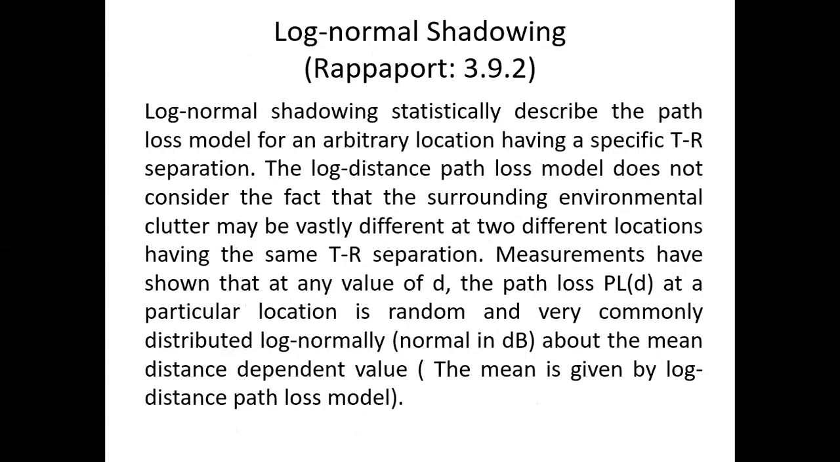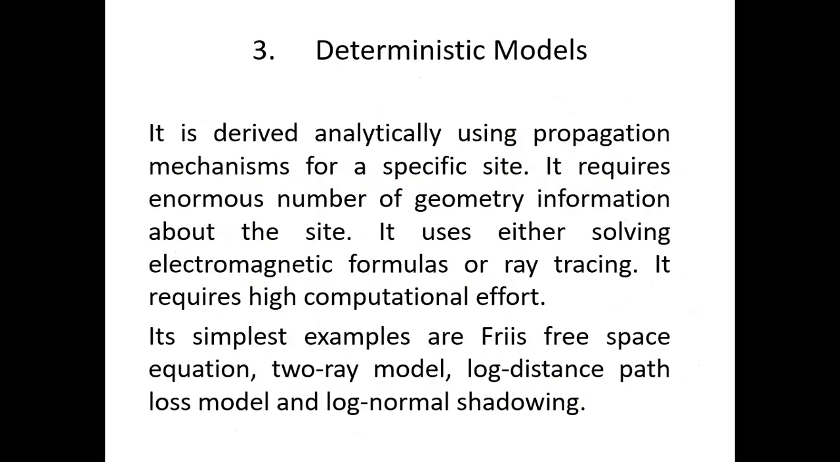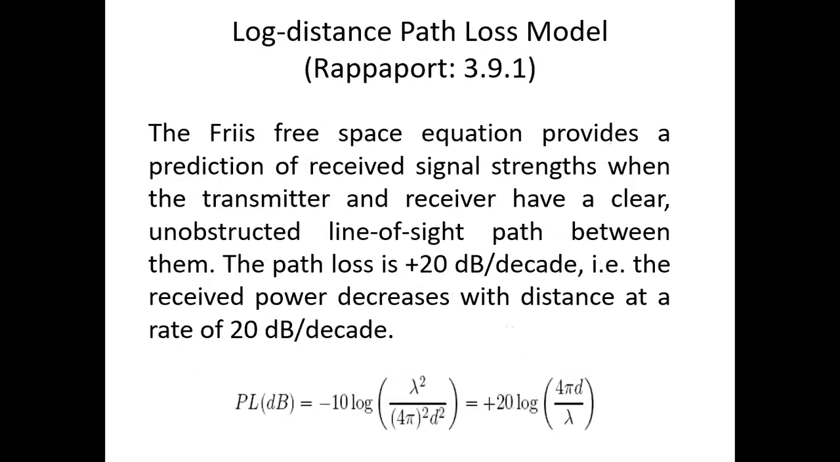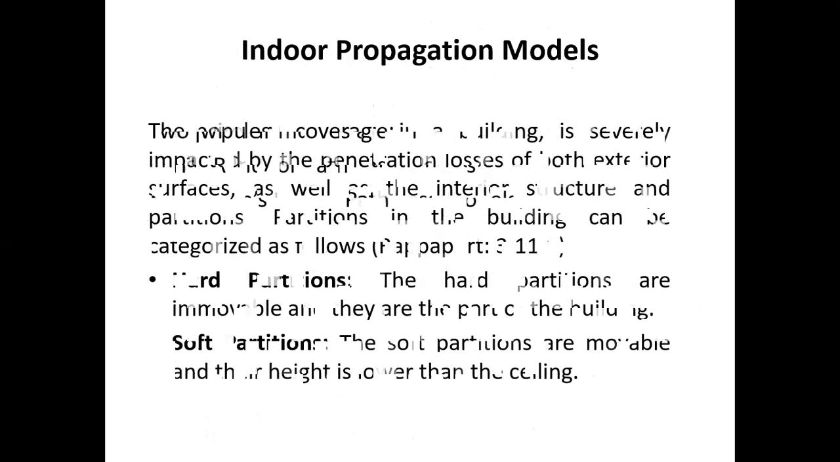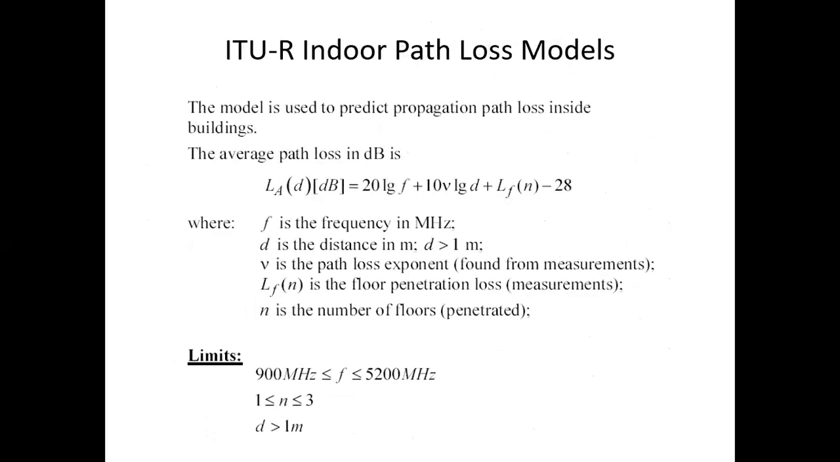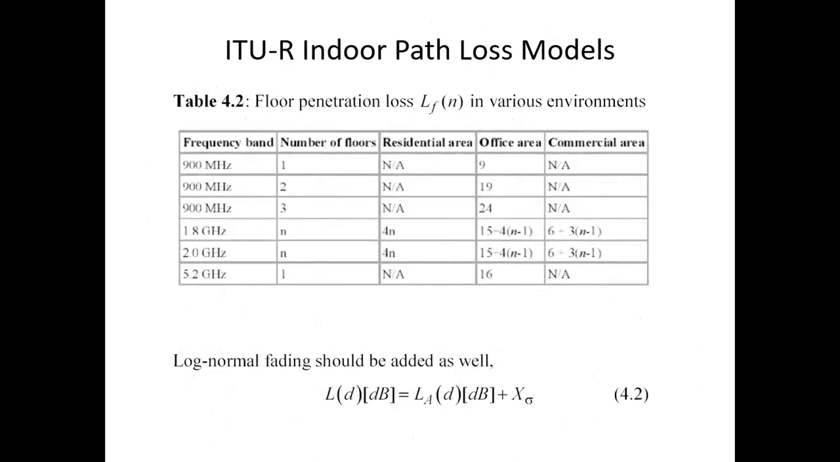The last category we had was deterministic. We started deterministic from here, like the free space equation. The examples for deterministic models are given as free space equation, two-ray model, log distance model, and log normal shadowing model. Propagation models, I mean, probably you have become familiar, but we're not discussing in detail.